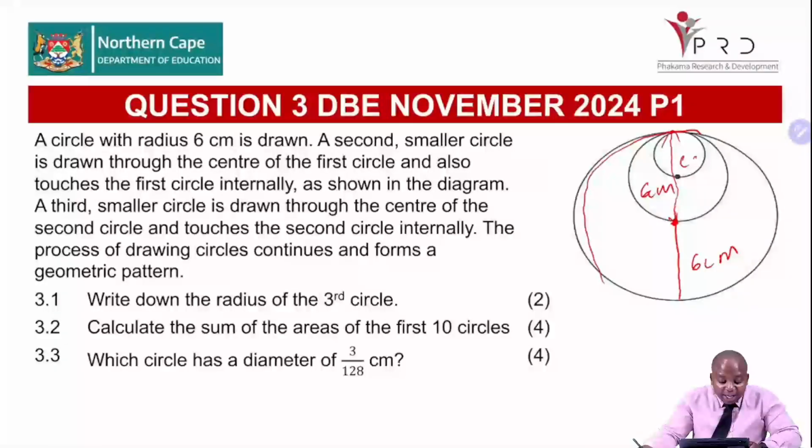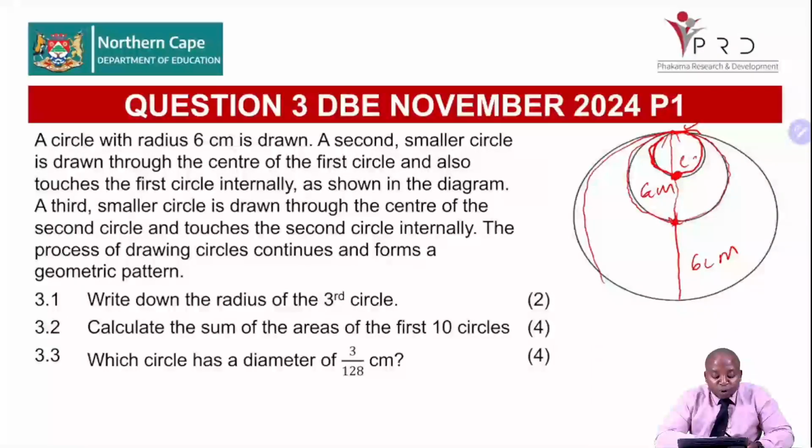And the smaller circle is drawn through the center of the first circle. So the second circle is drawn from the center, right there, and also touches the first circle internally. It touches internally at that point, as shown in the diagram. A third, smaller circle is drawn through the center of the second circle. So at the center of the second circle, we are drawing the third circle right there.